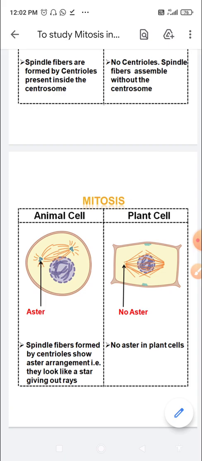Precautions are again the same. You use fine adjustment knobs while focusing in high power of the microscope, and the objective lens should not touch the slide. So that's all for this class, children.